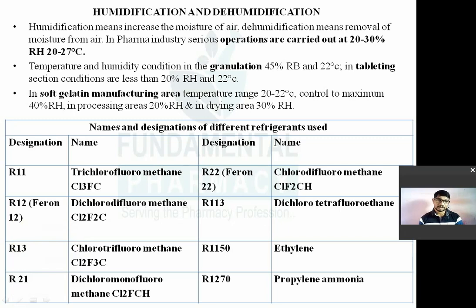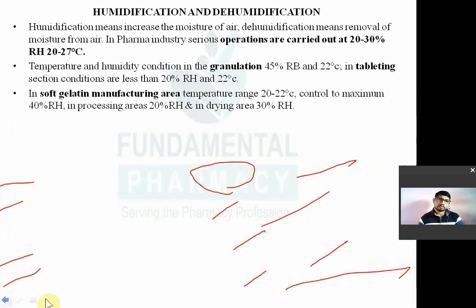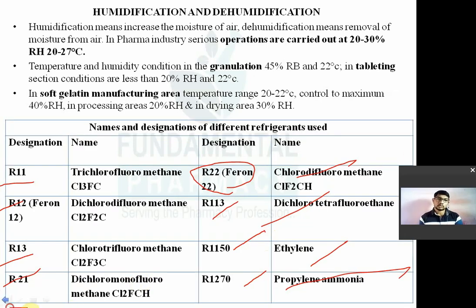Remember these refrigerants. R11 is known as trichlorofluoromethane. Then R12 is known as Freon, and it is nothing but difluoromethane. R13 is nothing but chlorotrifluoromethane. R21 is nothing but dichloromonofluoromethane. Then R22 or Freon 22 is chlorodifluoromethane. Then R113 is known as dichlorotetrafluoroethane. R1150 is known as ethylene. R1270 is propylene, ammonia. So from these two chapters you can expect around 2 MCQs.